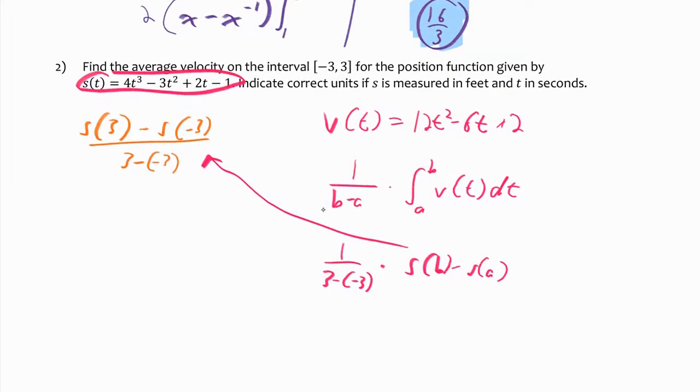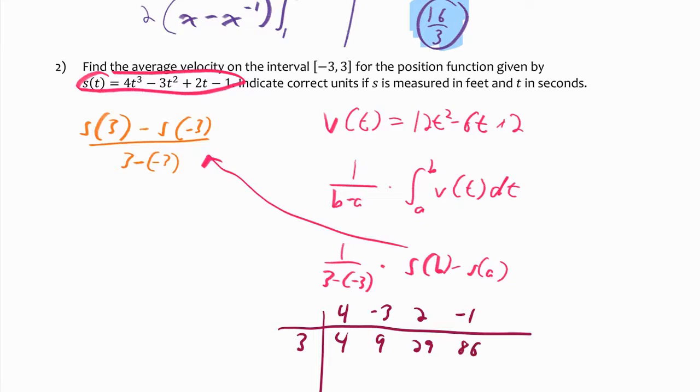Now, we already have the position function, so I might as well just plug these values in. 4 times t cubed. Let's have a little fun with this and do this with synthetic division. So I'm going to take the coefficients of 4, negative 3, 2, and negative 1, and to substitute 3 in, I'm going to do the synthetic division algorithm. 4 times 3 is 12, plus negative 3 is 9, then 27 plus 2 is 29, then 3 times 29 is 87, plus 1 is 86.